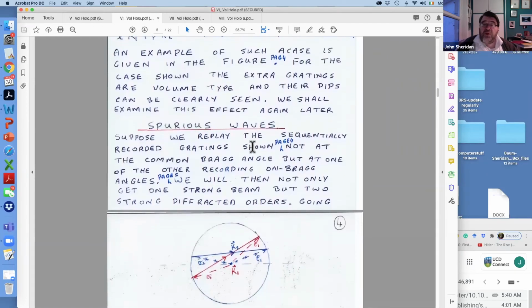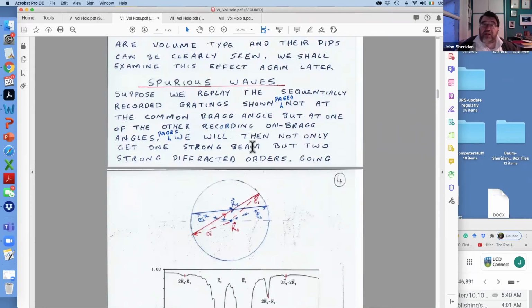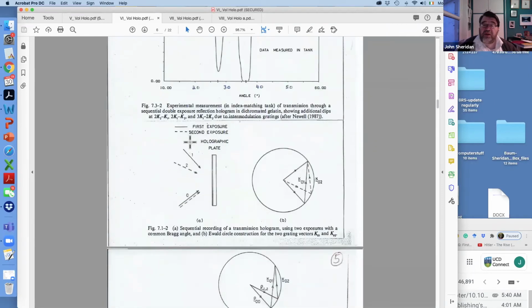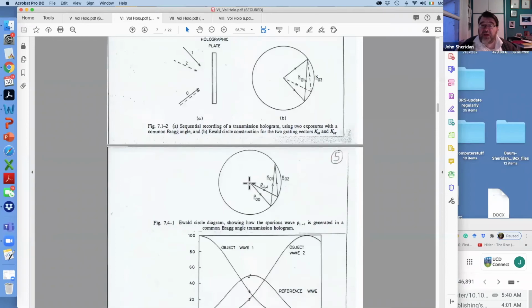Okay, suppose we replay the sequential grating at the common Bragg angle, but at one of the other recording Bragg angles. On page 5, we will then not only get one strong beam, but two strong diffracted orders. So we can come down here, and here's a situation where we've got two sequential recordings, but they share a Bragg angle. And if we replay this, we can get a replay like this.